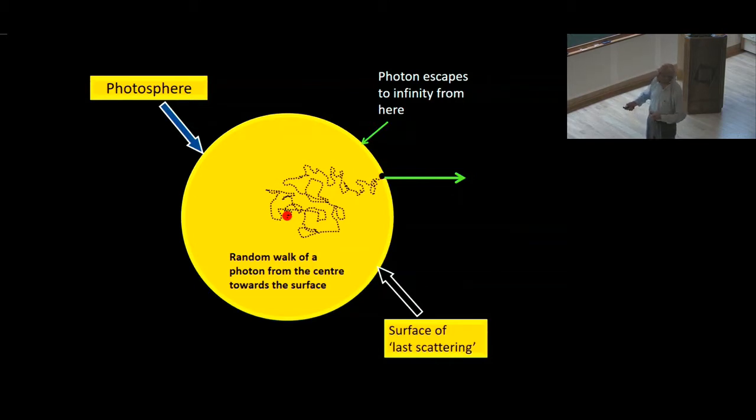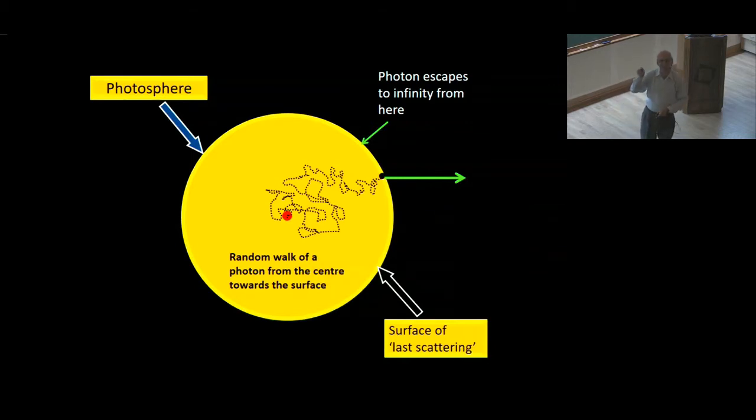Now that point, that imaginary surface, is called the surface of last scattering. In other words, the photon may undergo one or two scatterings after that, but scattering is no longer very significant. It can be assumed to travel at the speed of light. And that imaginary radius is called the photosphere, so that is the apparent surface of the sun that we see. It is the surface of last scattering.